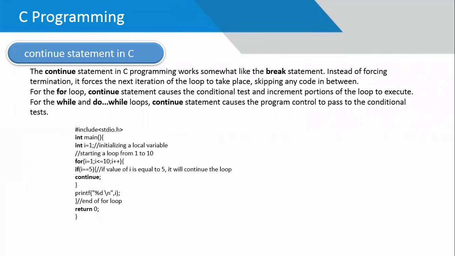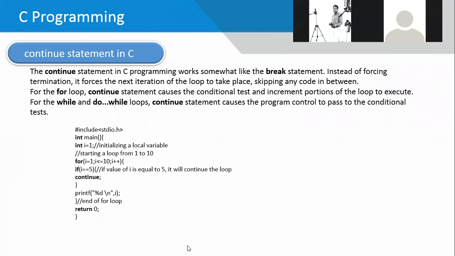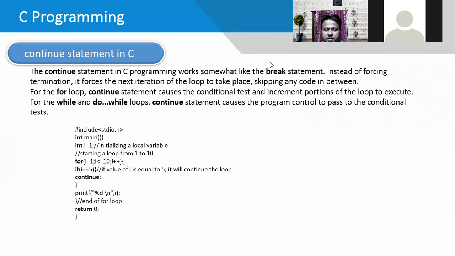Next, we move to the continue statement. The continue statement in C programming language works somewhat like the break statement. A continue is basically used to skip that particular statement. Break is used to break the entire loop, but continue is used if you want to skip the particular statement.